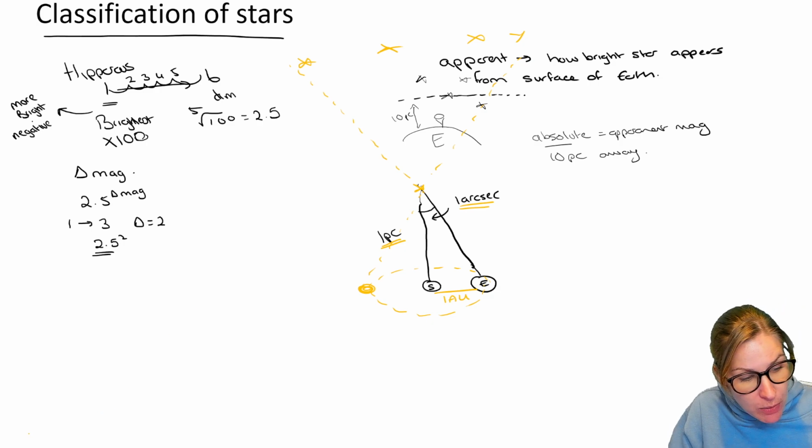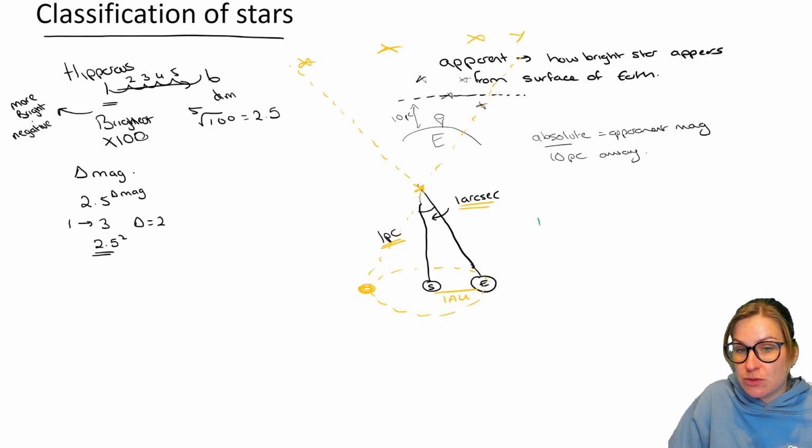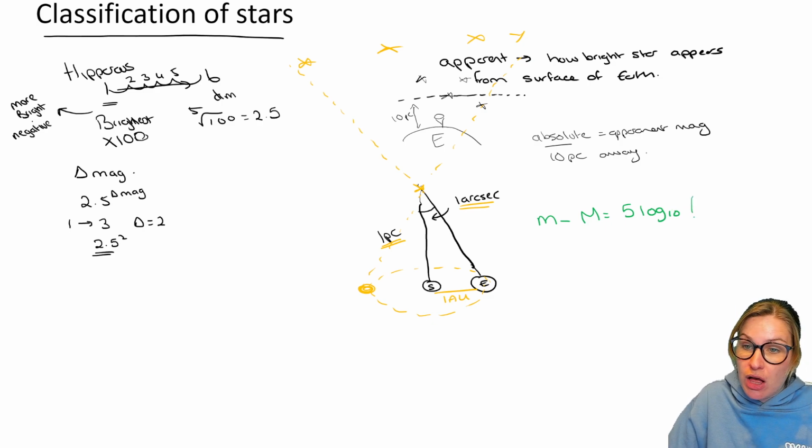Then, how we related the apparent magnitude and the absolute magnitude is we said that the apparent magnitude minus the absolute magnitude is equal to 5 log to the base 10, so use your log button, everywhere else in physics you use the natural log button, of the distance in parsecs divided by 10.